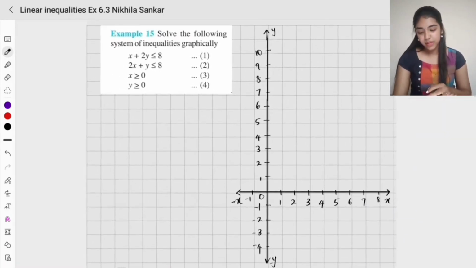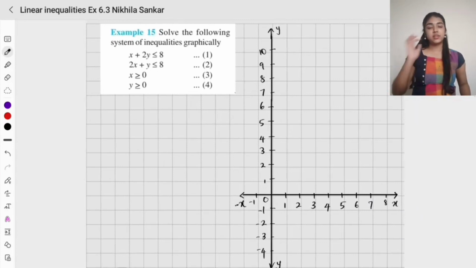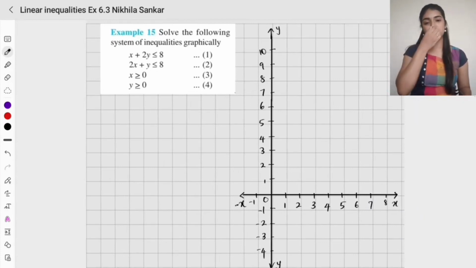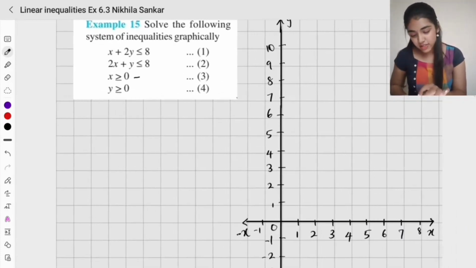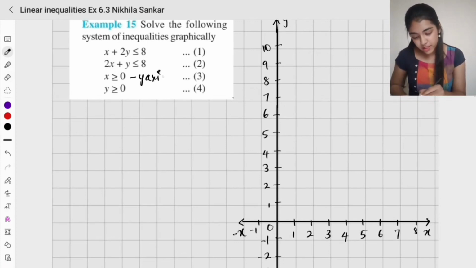Example 15. இப்போ இங்க 4 equation இருக்கு. Similarly, x greater than or equal to 0, y greater than or equal to 0 இருக்கு, which is going to be my y axis and x axis. So this is simply going to be my y axis. போன questionல தான் பார்த்தோம். And this is going to be my x axis. இப்போ first ரெண்டு inequation பண்ணலாமா?